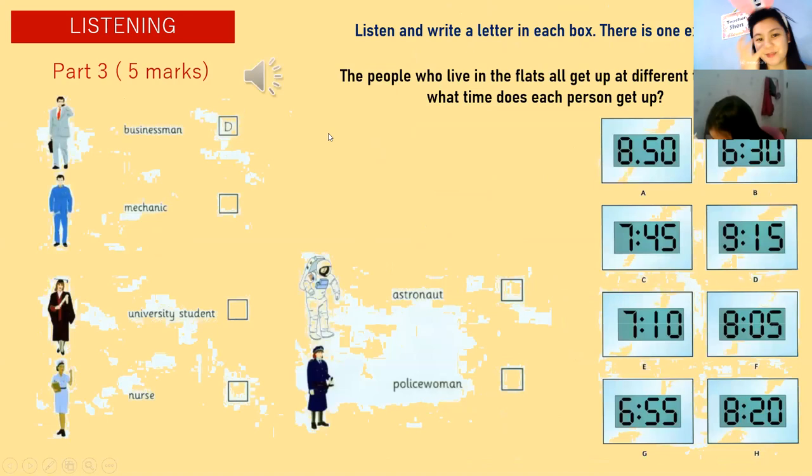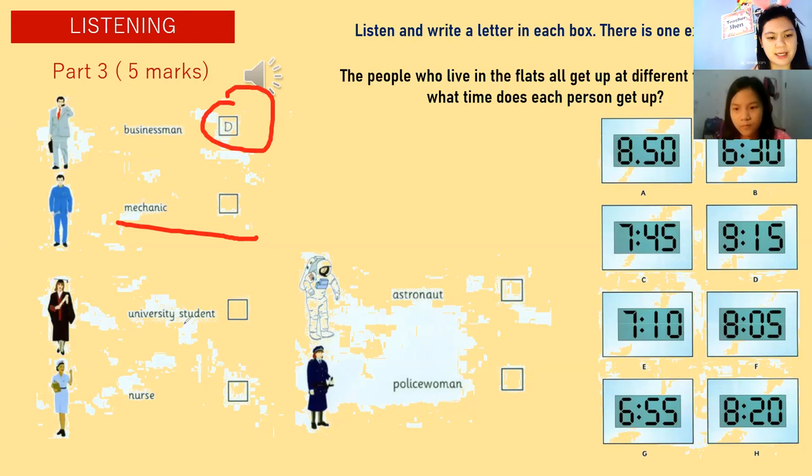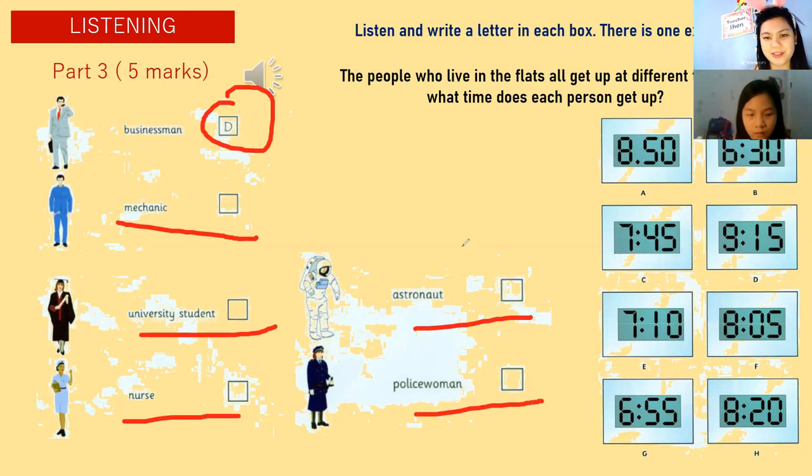Okay, now this time, let's proceed to part three. You're going to listen and write a letter in the box. There is one example. The people who live in their flats get up at different times, okay? At what time does its person get up? Now, there is an example here for the businessman. The businessman gets up at letter D. Okay, look at letter D, 9:15, okay? So, you're going to find out the mechanic, university student, nurse, astronaut, and the policewoman. This is also 5 points, so listen carefully.